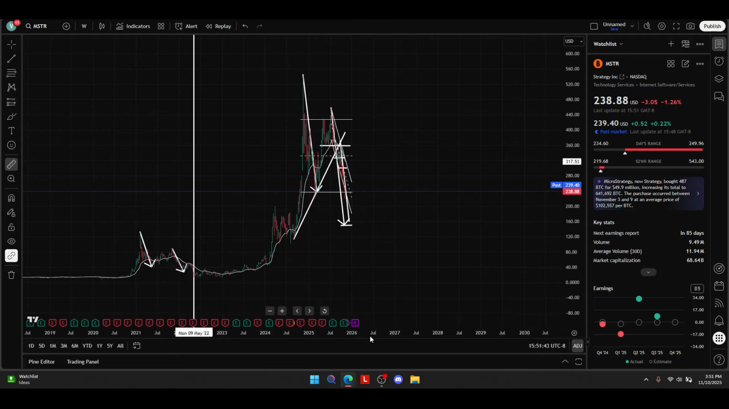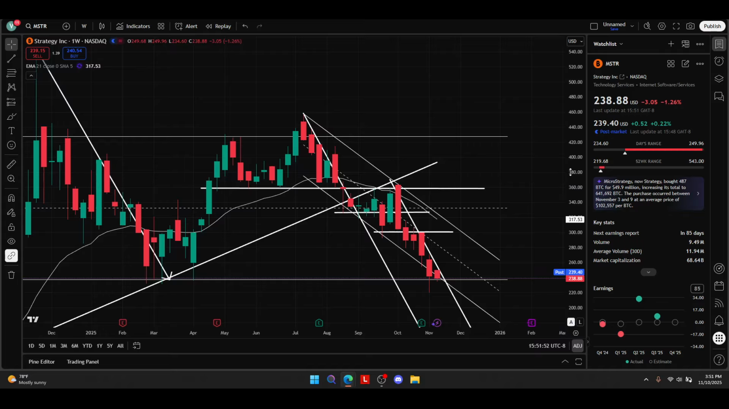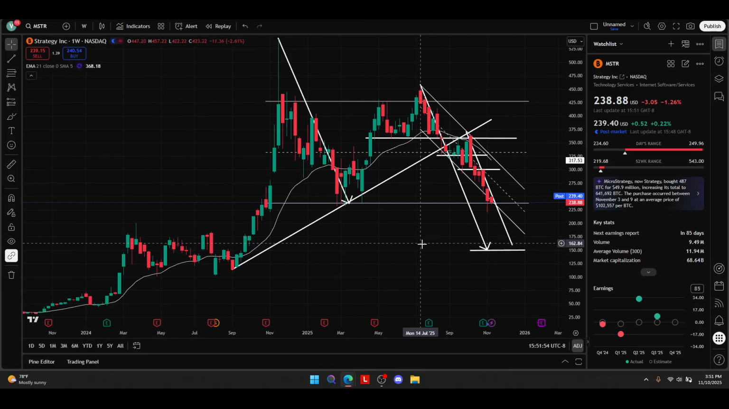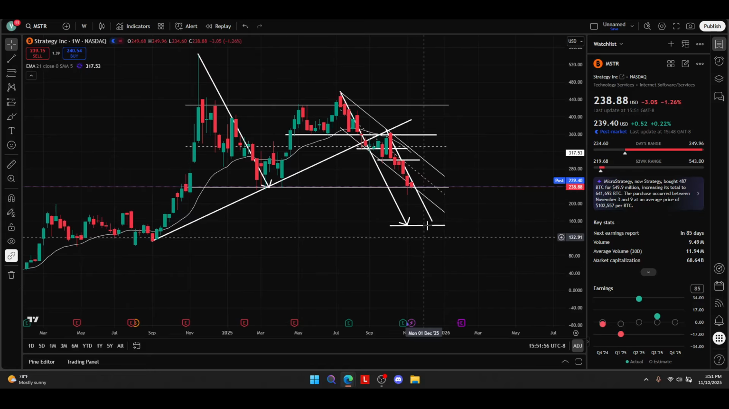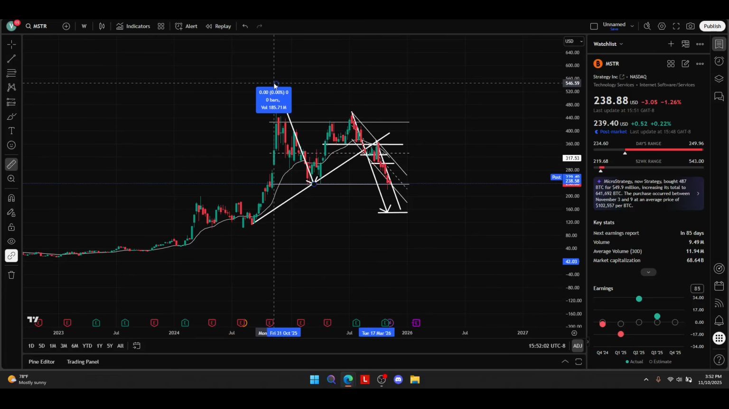So we'll look at the weekly chart, wrap up the video. Multiple red weeks in a row. You can see that: 1, 2, 3, 4, 5, potentially 6. Six red weeks in a row is not a good sign, right? That's not a good sign. Anyway, it's headed towards 150. We'll see if it gets there, and potentially it can get to $100, right?